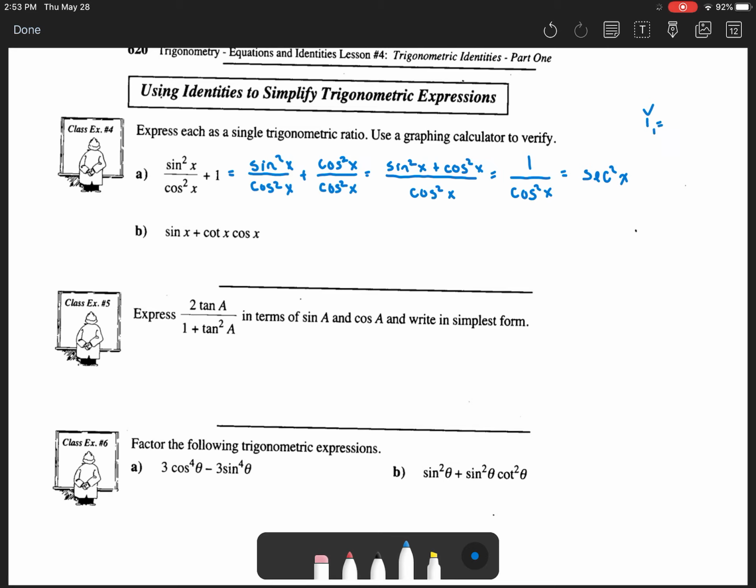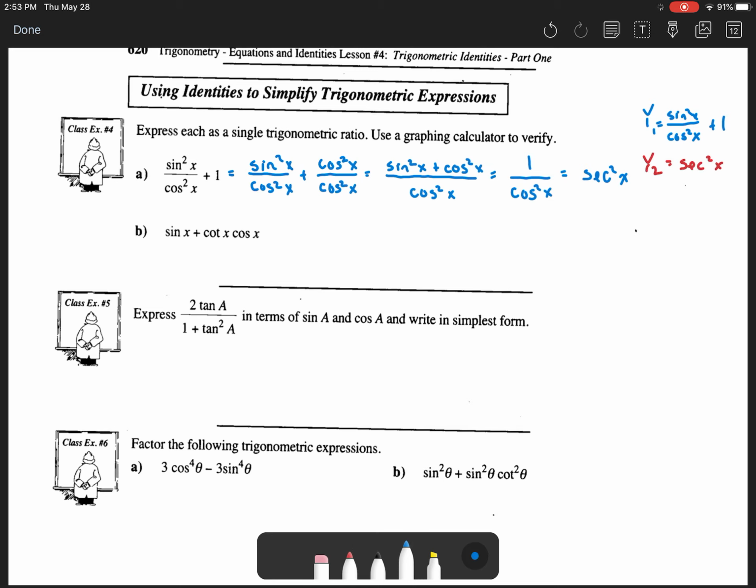So now, when I was talking about proving this using a graphing calculator, what I would do is graph y1 as sine squared of x over cos squared of x plus 1. That would be your y1. Then you would graph your final trig ratio or expression, which would be secant squared of x, which you would graph as 1 over cos squared of x. And you should only see one graph, because they are, in essence, the same expression.